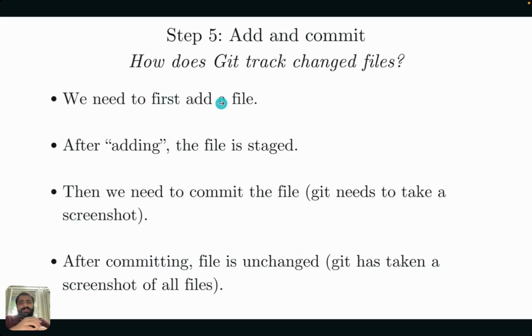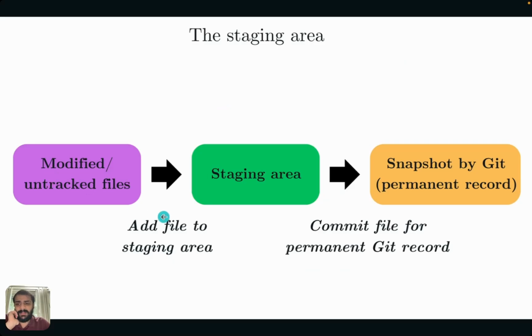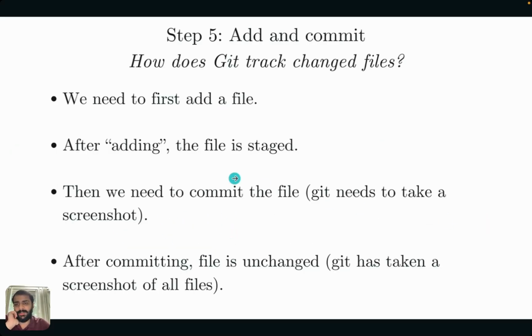Great. Now we come to step number 5, which is adding and committing. So you might be thinking, okay, you talked about this adding file to staging area. How do we do that? So we need to add a file, as I said. After adding, the file is staged. Then we need to commit the file, which means Git needs to take a snapshot.